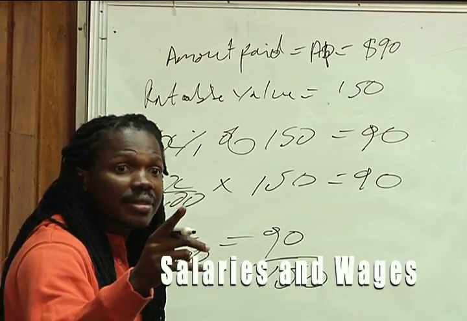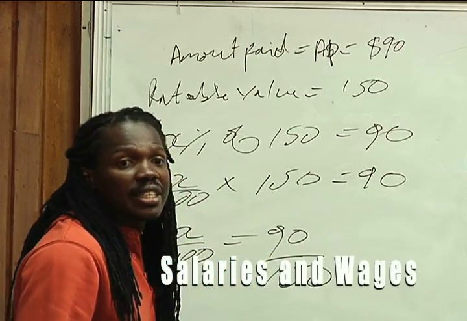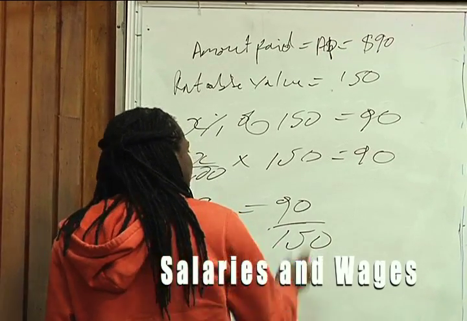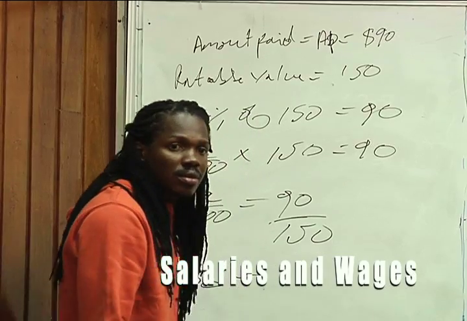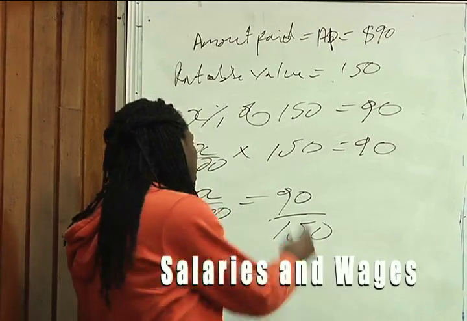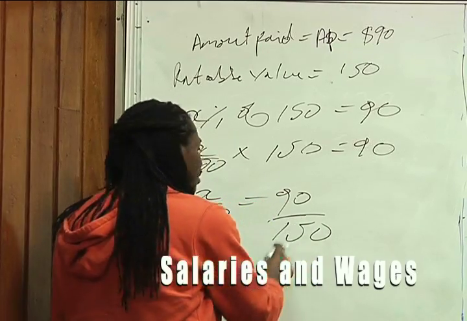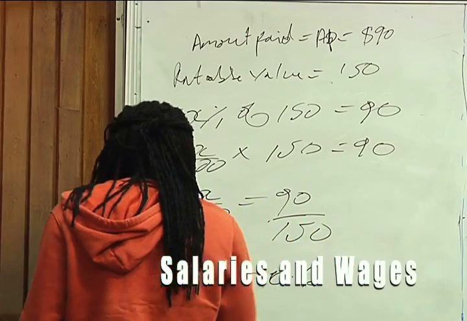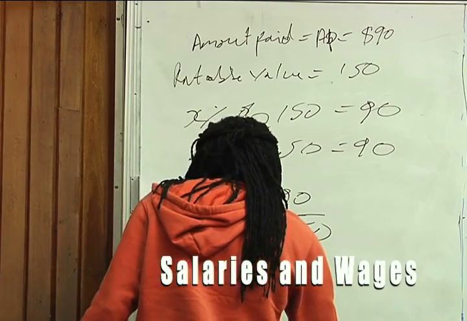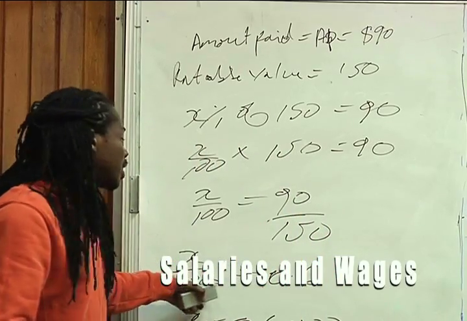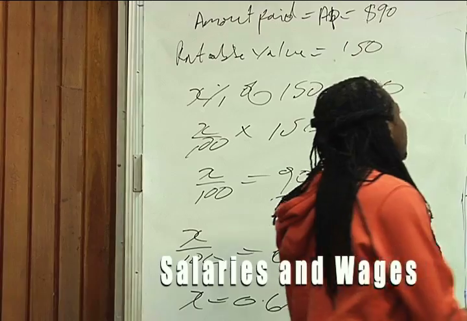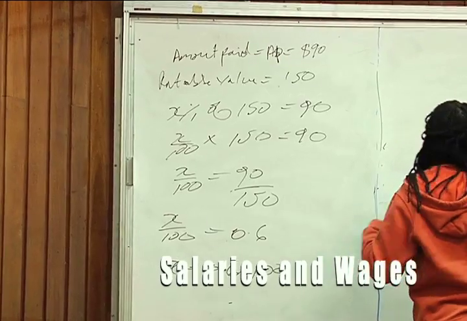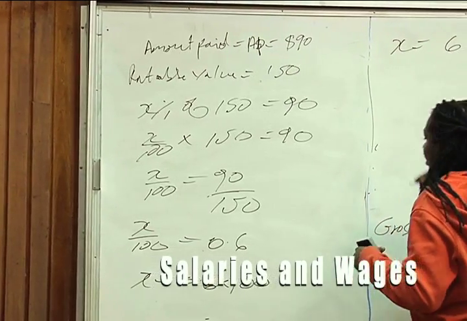You see that? It is here as a multiply, so it comes over here as a divide. So x over 100 equals 90 over 150, which simplifies to 3 over 5. That means x equals 0.6 times 100, because this is a divide by 100, it will come over here as the opposite function, multiply. So x equals 60. 60 what?